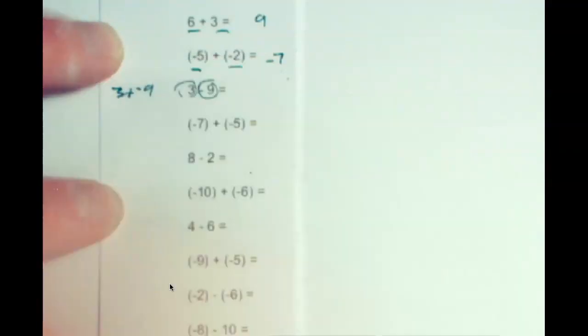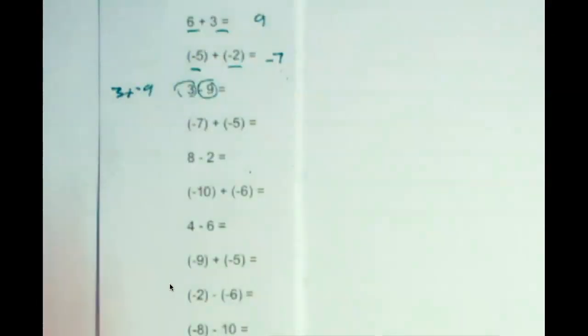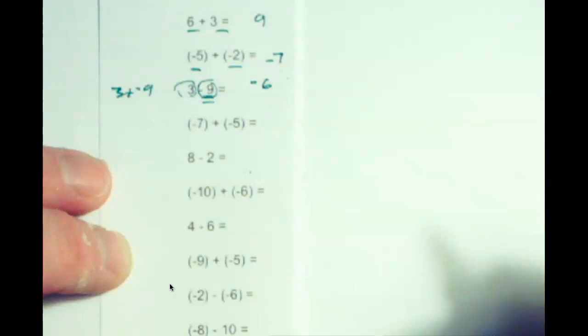Okay, the next one. These are different signs. You've got a positive 3 and you've got a negative 9. I know it looks like minus 9, but remember you can write this as 3 plus a negative 9. They're the exact same thing. So these are different signs. What's the difference between 9 and 3? Good. Positive or negative? It's negative because the 9 has a greater absolute value. It's more negative, so we keep the sign of the one with the greatest absolute value.